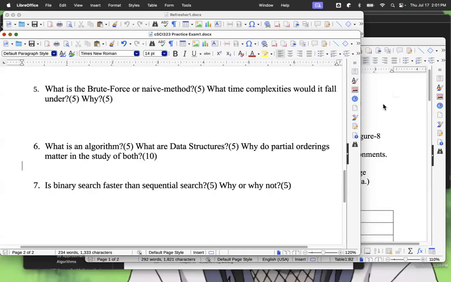right? So what's an algorithm? What are databases? Why would partial orderings matter in the study of both?